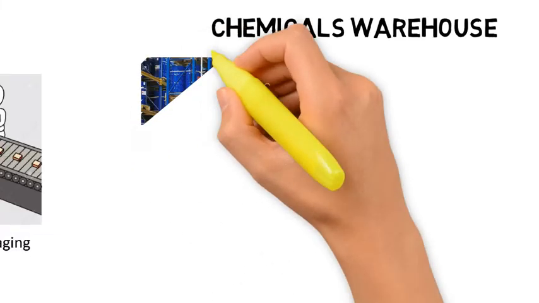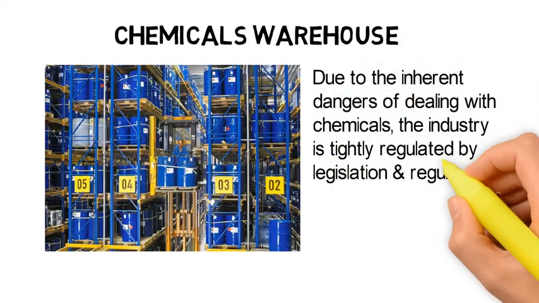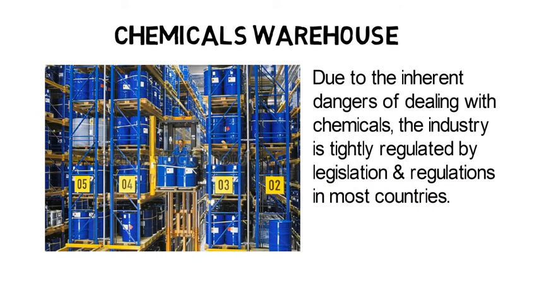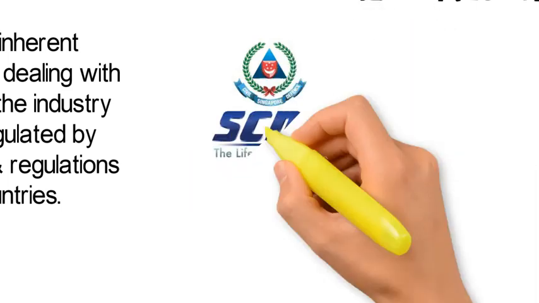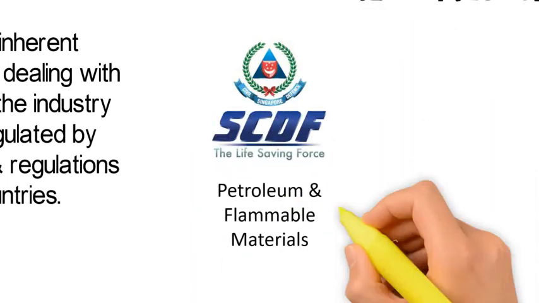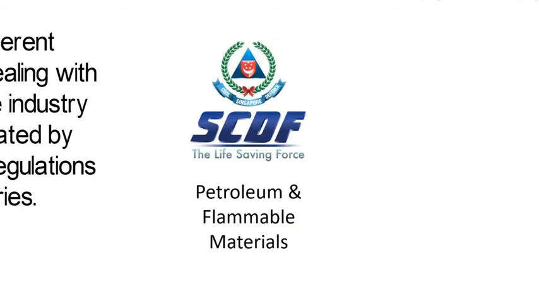Due to the inherent dangers of dealing with chemicals, the chemical industry is tightly regulated by legislation and regulations in most countries. This directly impacts the warehousing requirements. In Singapore, the storage and distribution of chemicals is tightly regulated by various government agencies. The Singapore Civil Defence Force, or SCDF, controls petroleum and other flammable materials. Warehouses storing these products will require extensive fire protection systems to be in place.